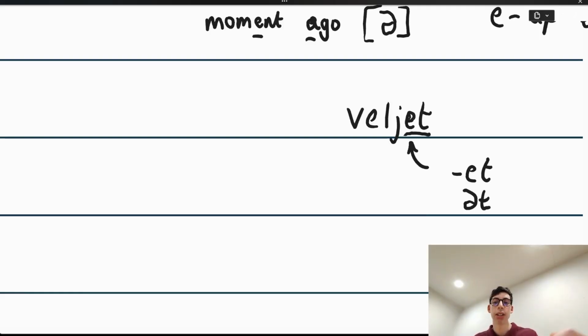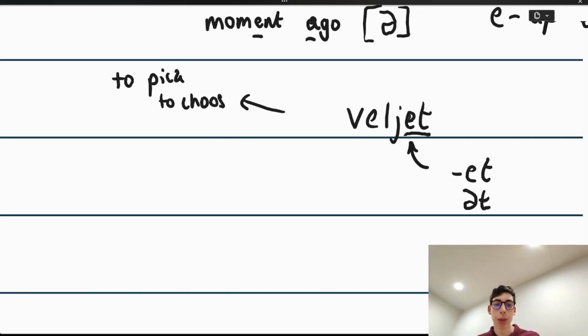So veljut with the suffix at the end means, as a verb, and this is kind of your first vocab, to pick or to choose. It's from Old Norse, but it happens to be related to the German word wählen, which also means to choose. So that might help you. As a verb, it means to pick or to choose.